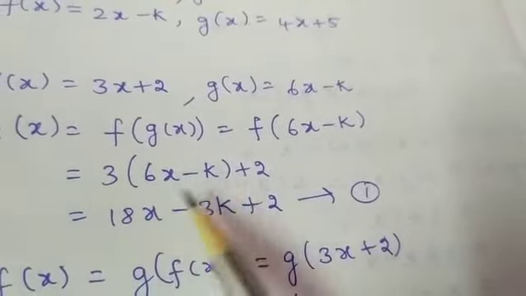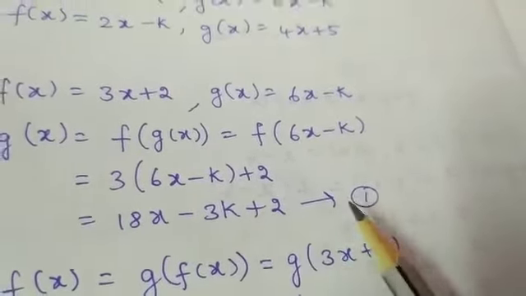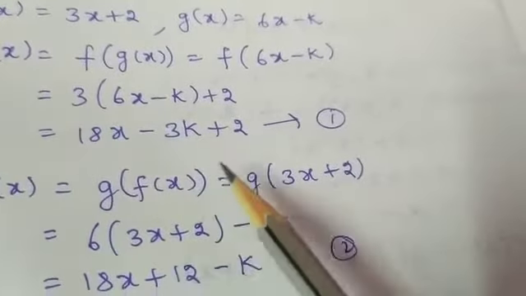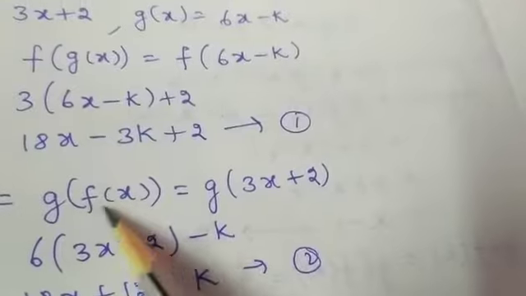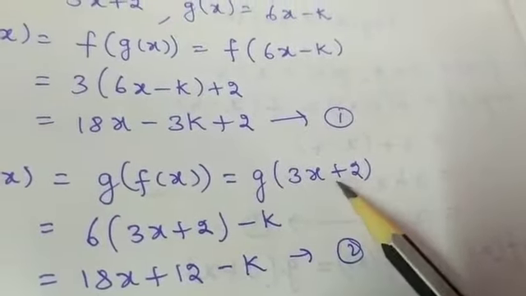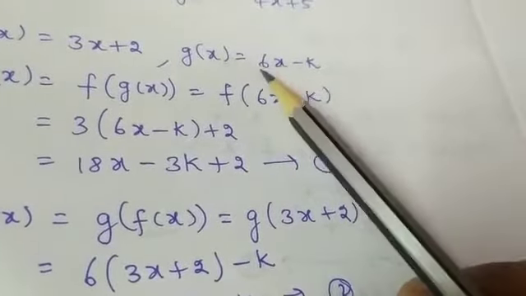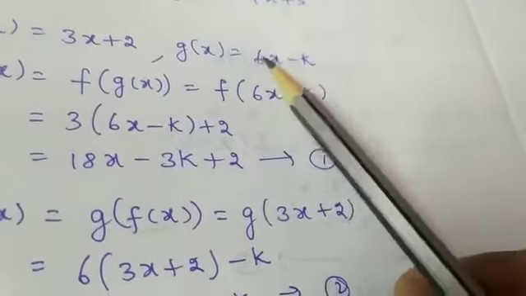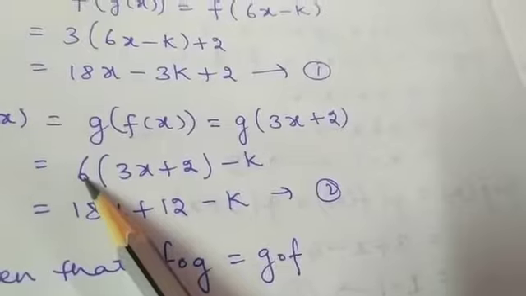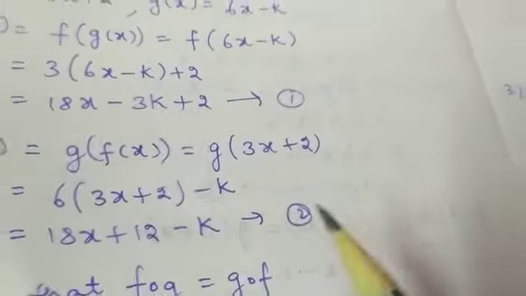Then I'll multiply 3 in this whole thing. I'll get 18x minus 3k plus 2. This is my first equation. Then I'm finding g dash f of x, that is equal to g f of x, that is equal to, I'm substituting the value of f of x here. So I'll get g into 3x plus 2, that is, I'm putting this 3x plus 2 in the value of g of x, that is here 6 into 3x plus 2 minus k. I put it here. Then I'll multiply 6 with the whole thing, then I'll get 18x plus 12 minus k. This is my second equation.